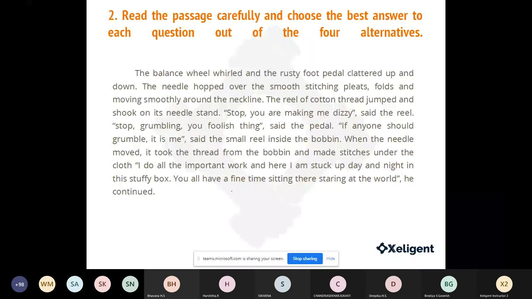"I do all the important work and here I'm stuck up day and night in this stuffy box. You all have fine time sitting there staring at the world," he continued. You can have a glance at this one more time if you want.